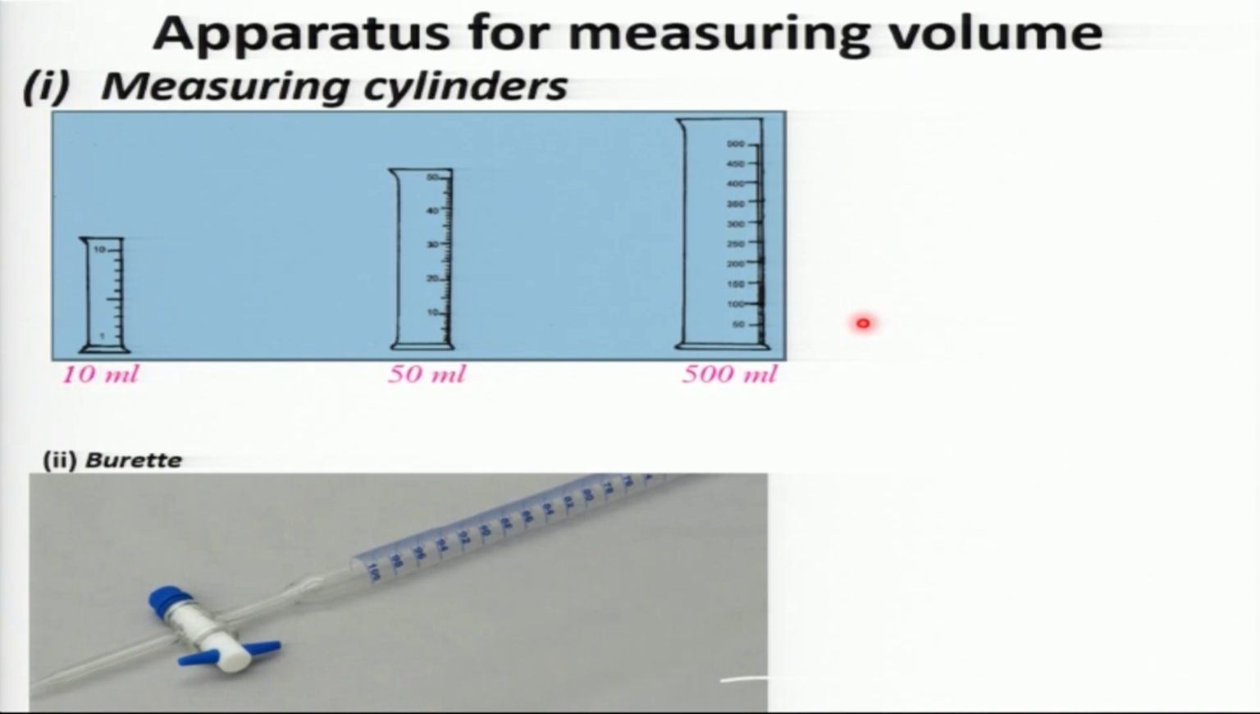They tell you in a lab, when you're doing some practicals, please measure for us 10 milliliters, measure for us 50 milliliters, measure for us 500 milliliters, and less or more. So you use the measuring cylinders to measure the volumes.